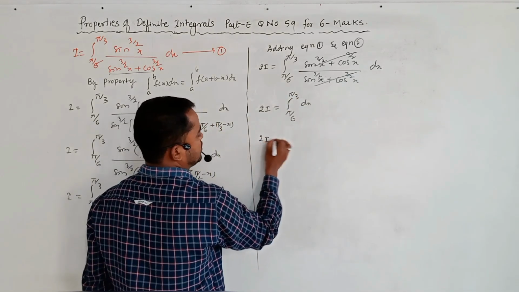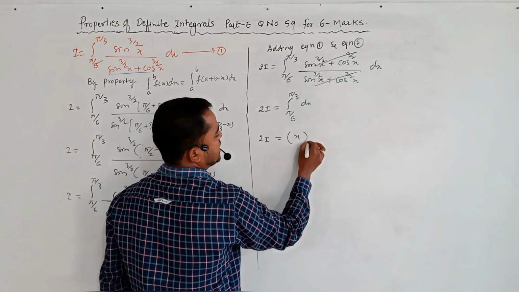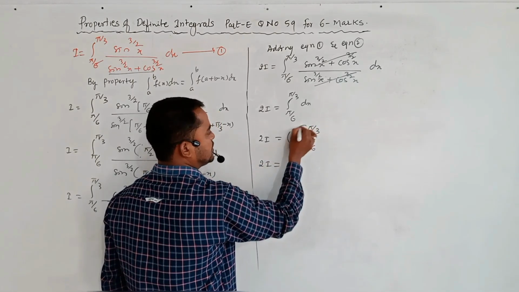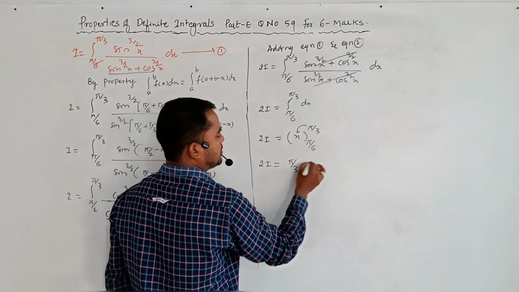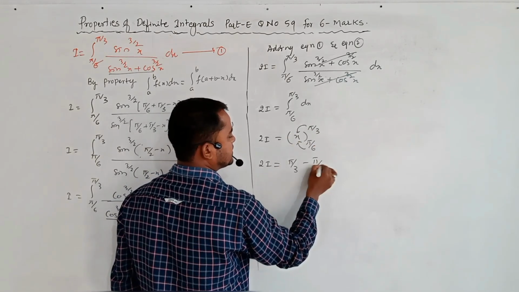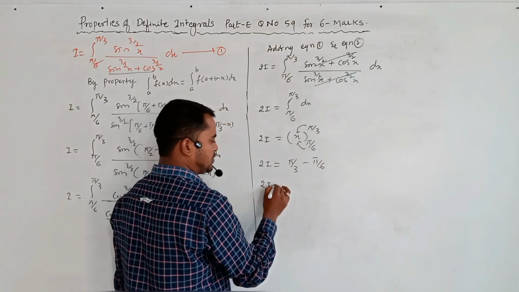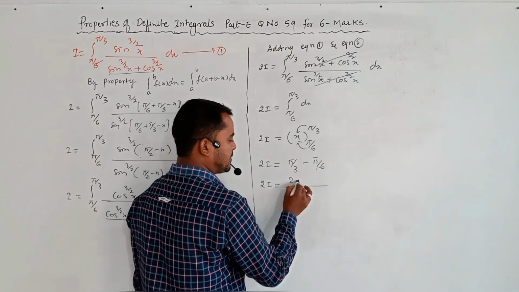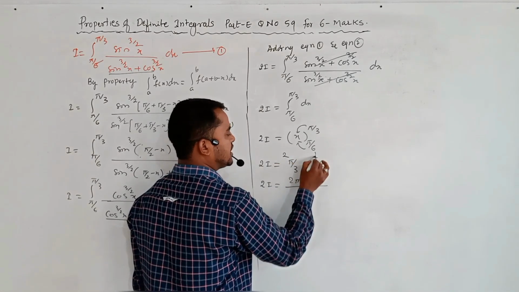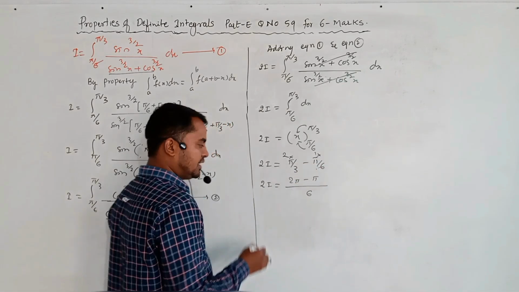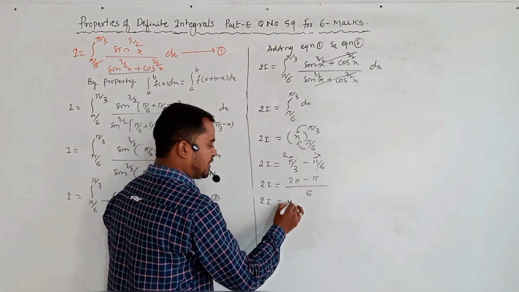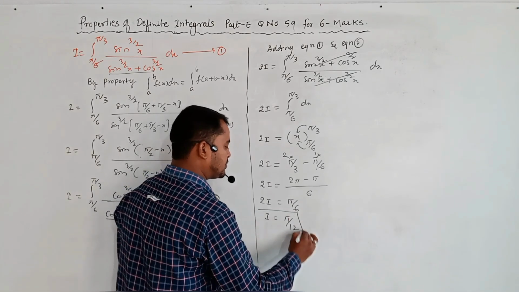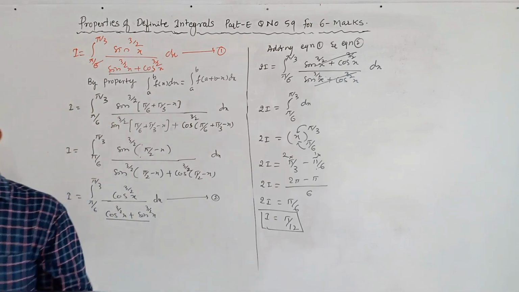Then 2I is equal to dx, which means x between the limits 5π/6 to 5π/3. Then 2I is equal to 5π/3 minus 5π/6. Then 6 is the LCM. Then 10π minus 5π: here 2 comes, here 1, 2 into 5π, 1 into 5π. Then 2I is equal to 5π/6. Then I is equal to 5π/12.